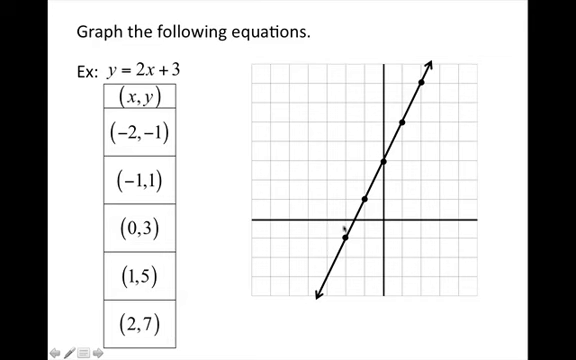This line had a lot of other solutions. It looks like this point right here may be -1.5 and 0. And that's a solution to the equation. Whatever this fraction would be right here would be another solution to the equation. So every single point on that line represents a solution to the equation.